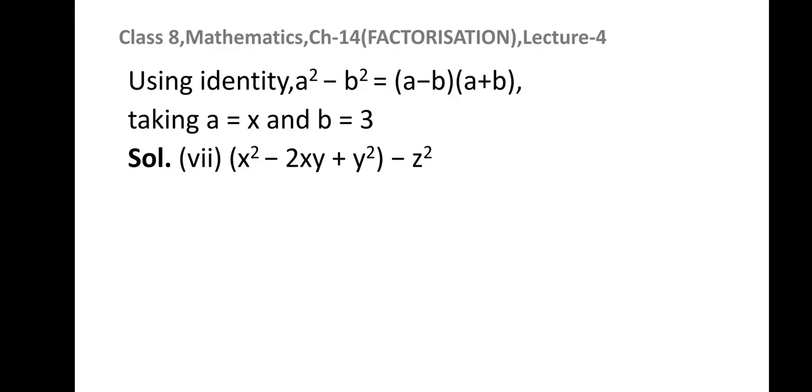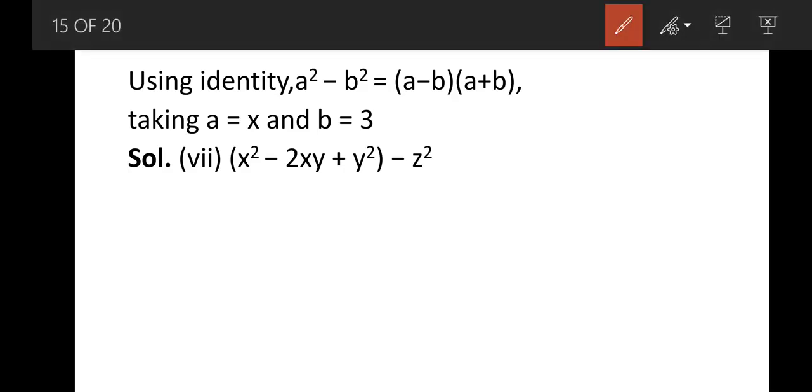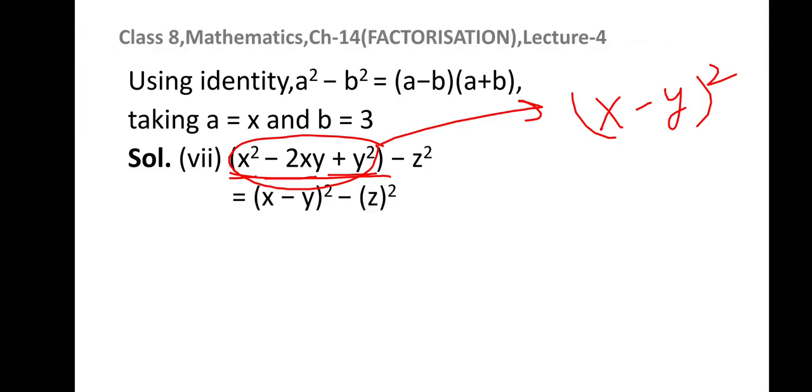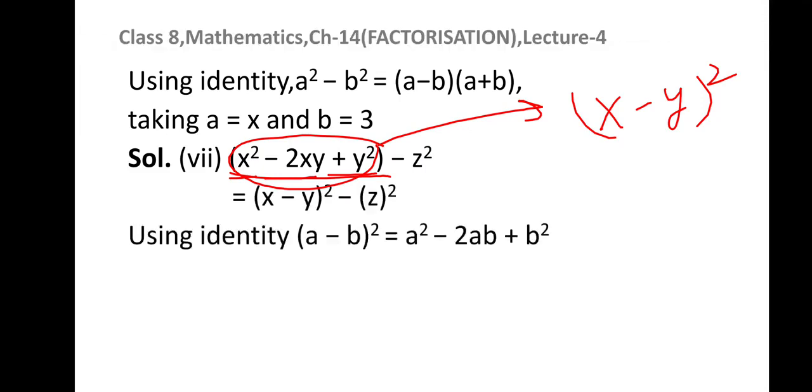Now if we talk about this question, solution number 7, can you analyze this and compare it with the right hand side of identity number 2? Yes, it is a square minus 2ab plus b square. So what can I write in place of this? (x minus y) square. Can I write like this? Yes, definitely, because we have read that this is identity number 2. So I have written like this using identity number 2.